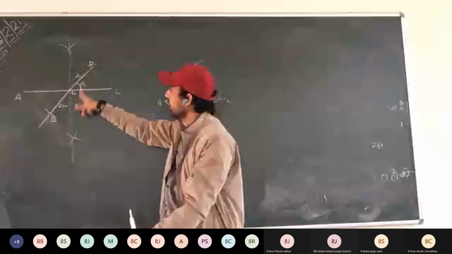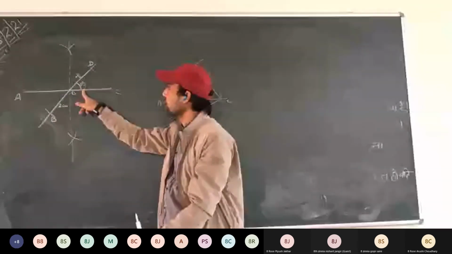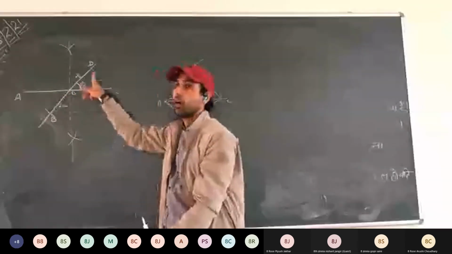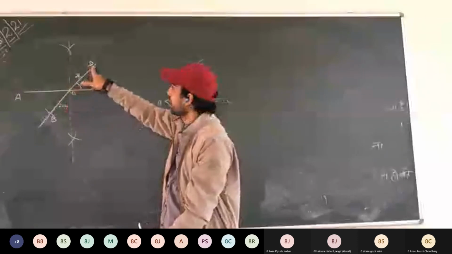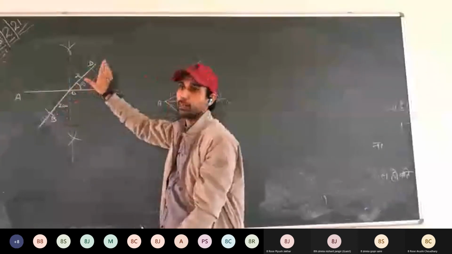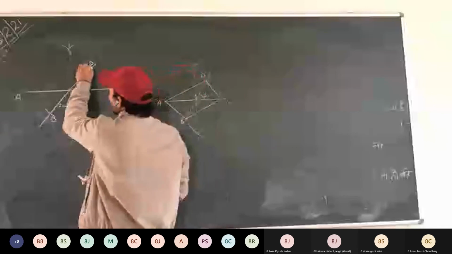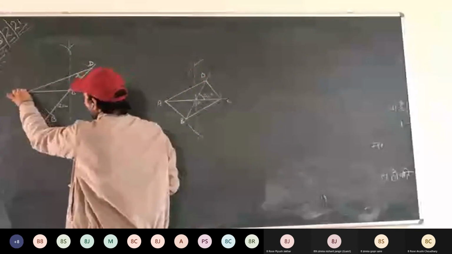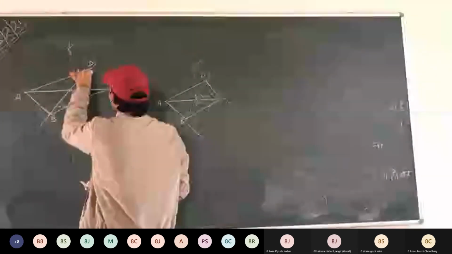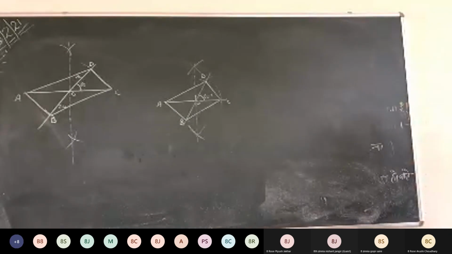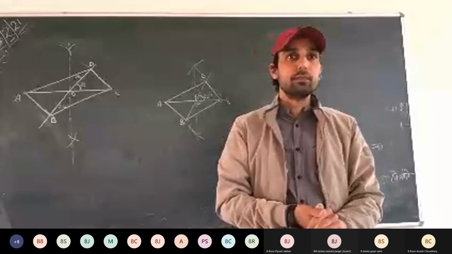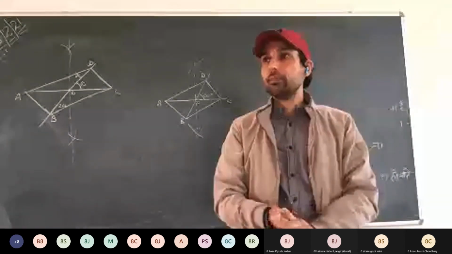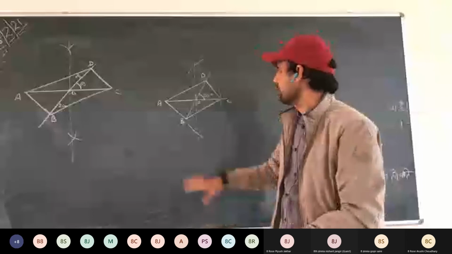Understood this time? So we have drawn a line at an angle of 60 degree with AC. On that line, 2 centimeters on both sides we are taking. And that will give us B and D respectively. And now we have to just join them, and we'll get the parallelogram. This is clear?